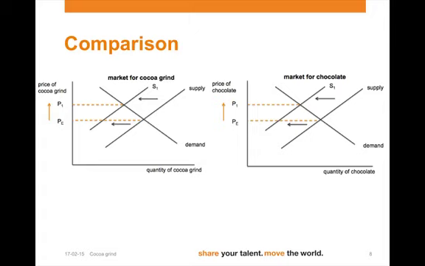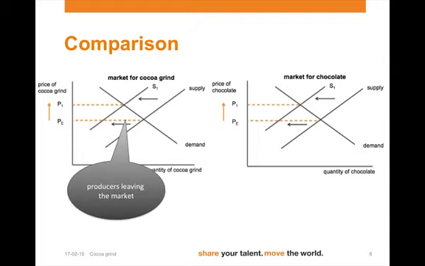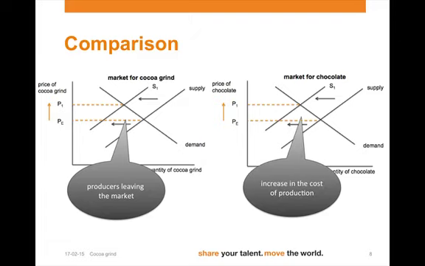If we look at the comparison between these two diagrams, it's important to see that even though the shift of the supply curve to the left is equal, the underlying factor is different. In the market for cocoa grind, it was producers leaving the market, whereas in the market for chocolate, it's an increase in the cost of production.